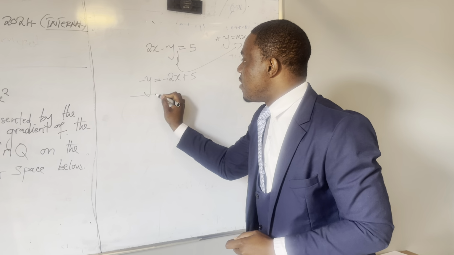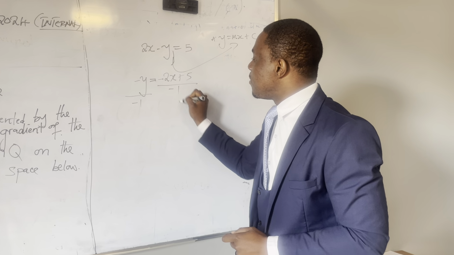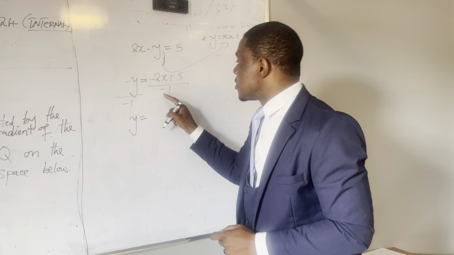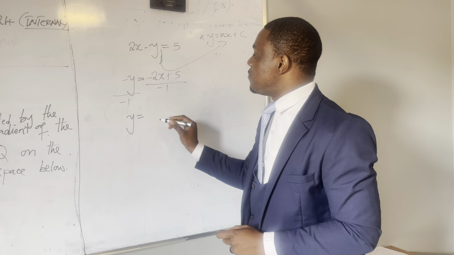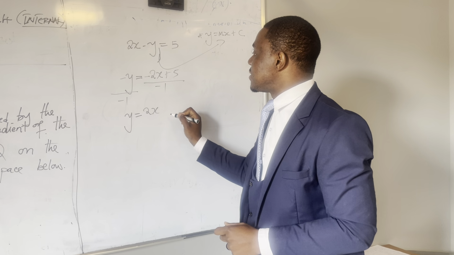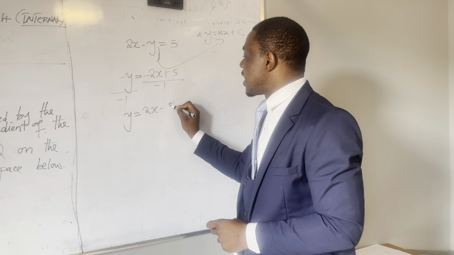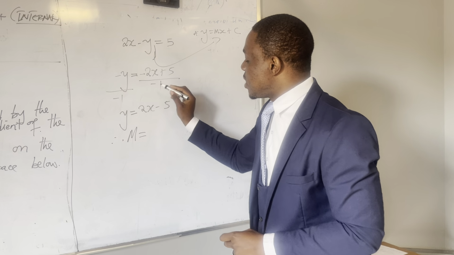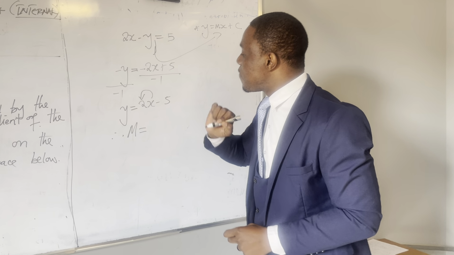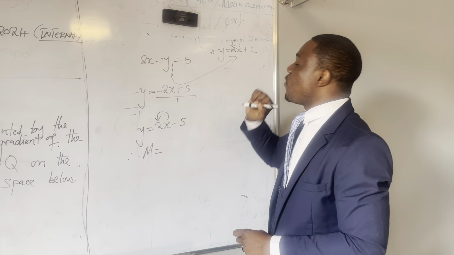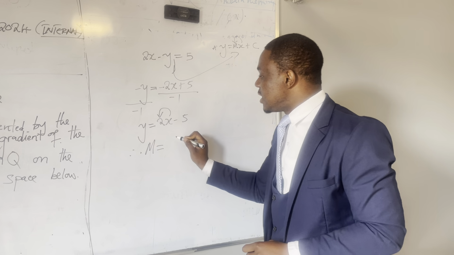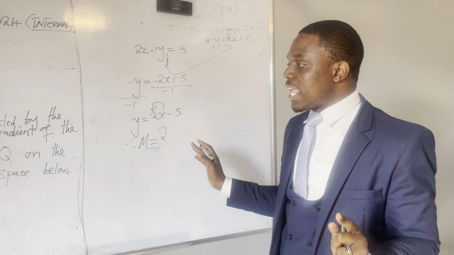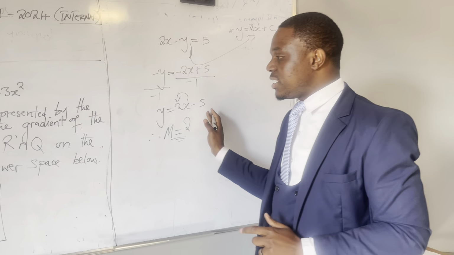Once we are done with that, we know that the y there is positive and not negative, so we can divide by negative 1. Negative 1 gives us y. Negative 1 into negative 2x is positive 2x, then negative 1 into positive 5 is negative 5. Therefore our gradient is the coefficient of x, just like the formula stipulates. So our gradient is 2. Meaning you have gotten it correct.